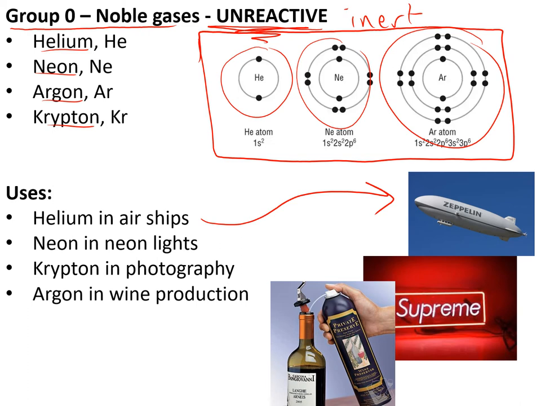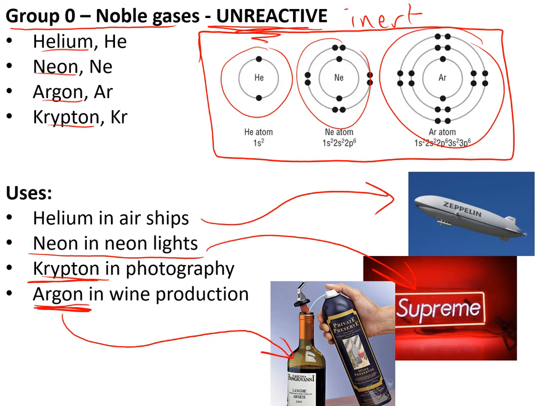Neon, we use it in strip lights like this, because it glows a nice bright red when you pass electricity through it. And krypton, for a similar reason, gives it a bright white flash when you pass electricity through it. So it's used as flashes for professional photography. And lastly, argon is used in wine. So what you do is you fill the airspace in a wine bottle with the argon, and that means there's no oxygen trapped inside the bottle, so the alcohol doesn't get oxidized, because if there is oxygen, the alcohol can be oxidized to vinegar, which is not what most people want in their wine.